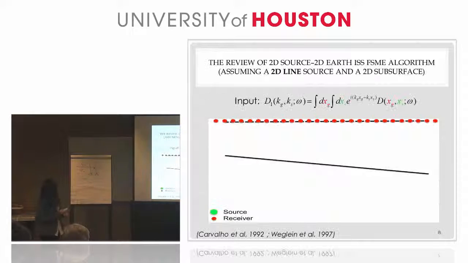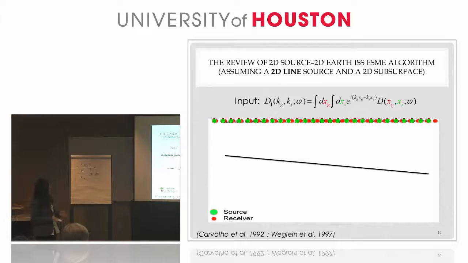Let's first take a look in this 2D world. Here, I use the green spots to represent the source locations and the red spots to represent the receiver locations. The complete 2D algorithm requires a line coverage of all the receivers for each shot, and also we need the sources to be everywhere along this 2D line, which means we need the line coverage of both the sources and the receivers to do this Fourier transform as our input data.